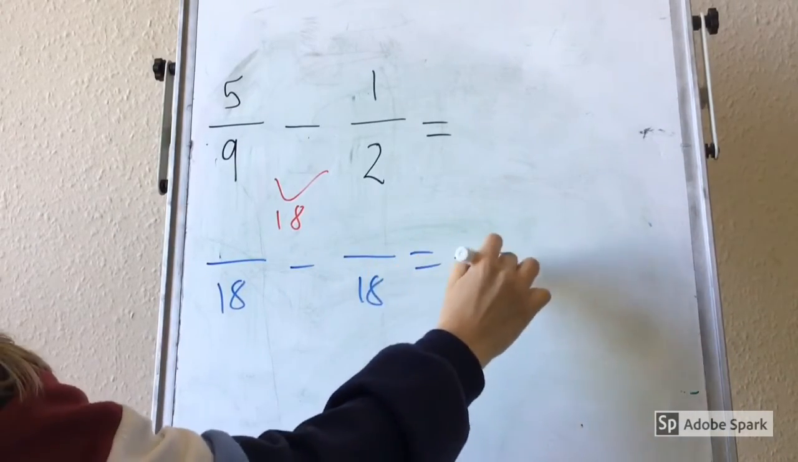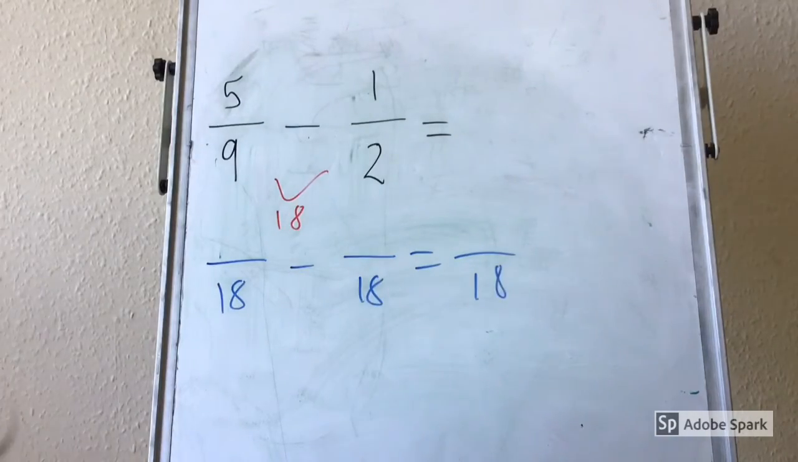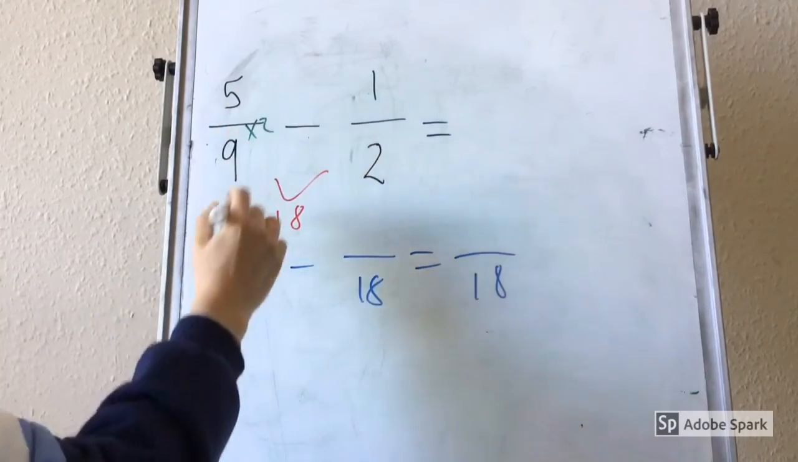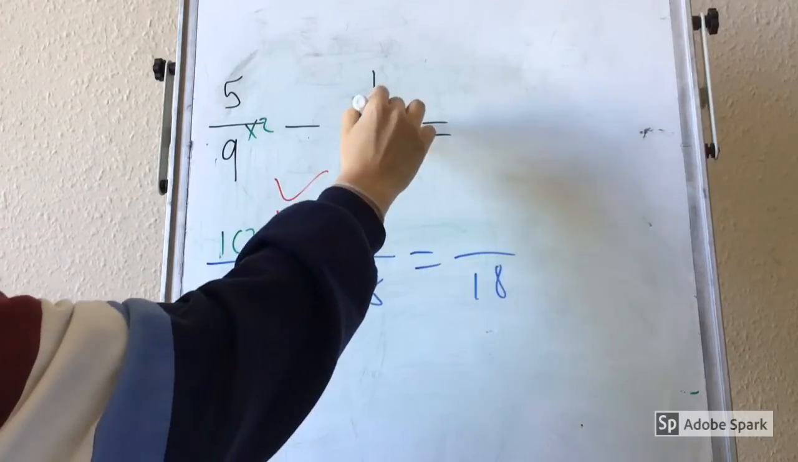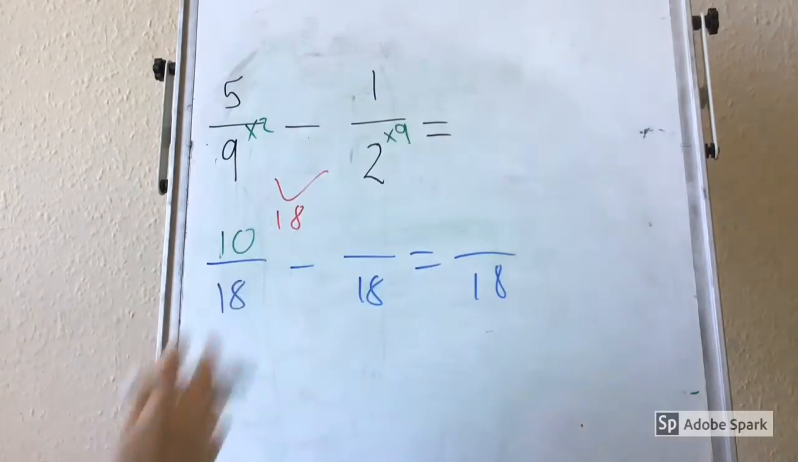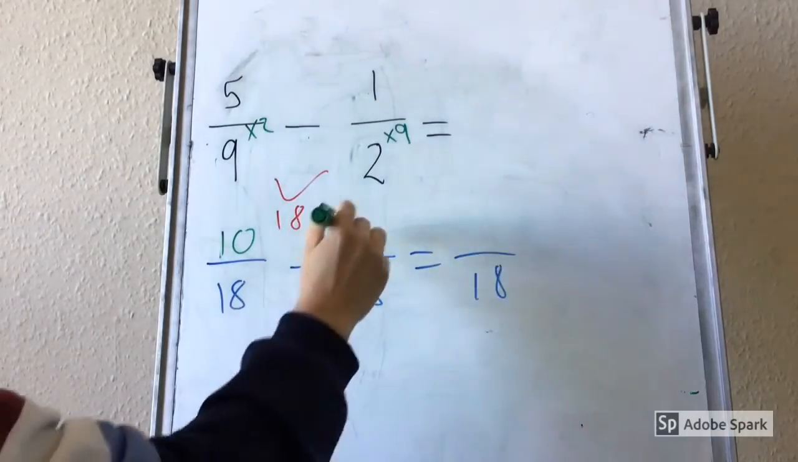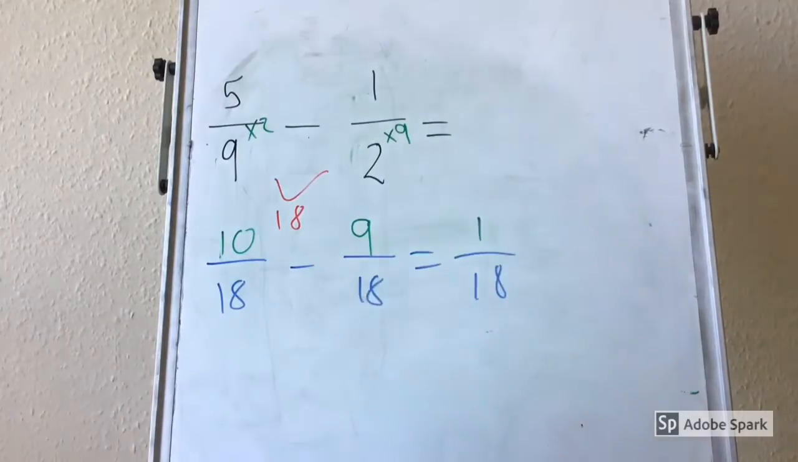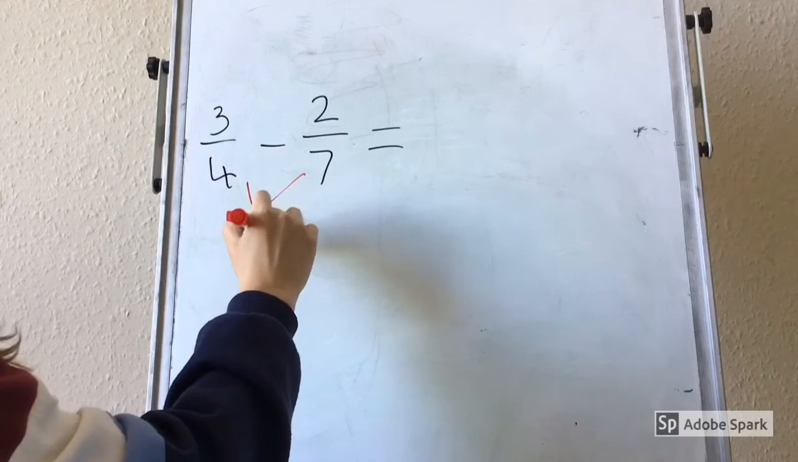Here I'm going to use 18 as my common denominator, and to get from 9 to 18 I've timesed by 2, so 5 times 2 is 10. From 2 to 18 I've timesed by 9, so 1 times 9 is 9. And then all I do is take away my numerators and I'm left with 1/18. So here is a subtraction to have a go at.